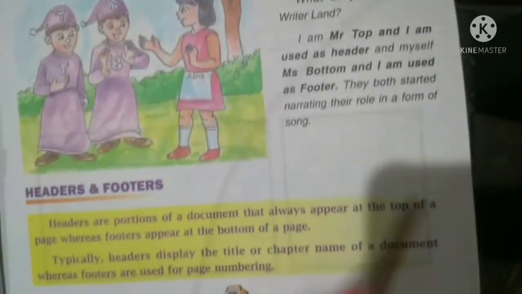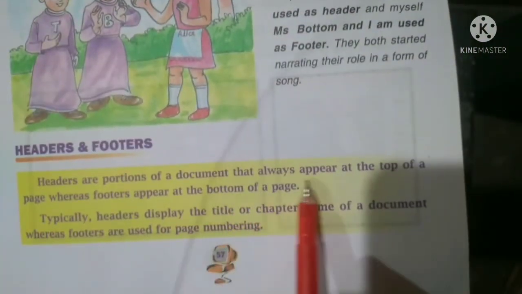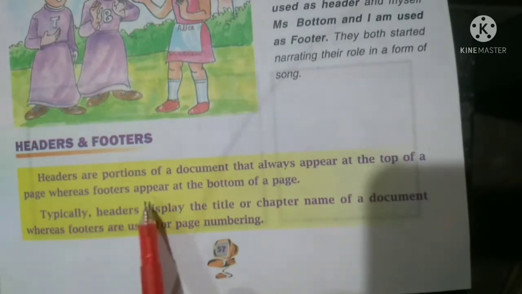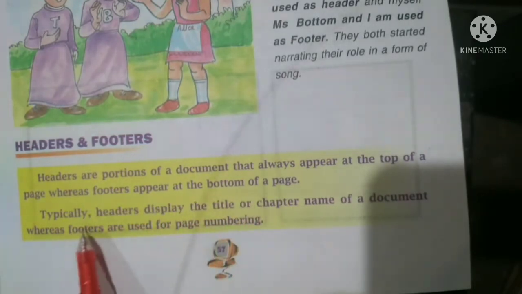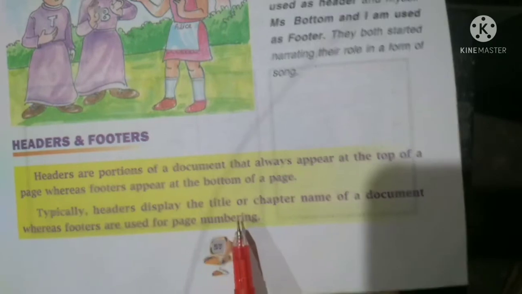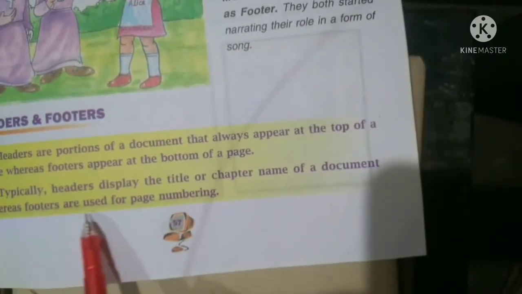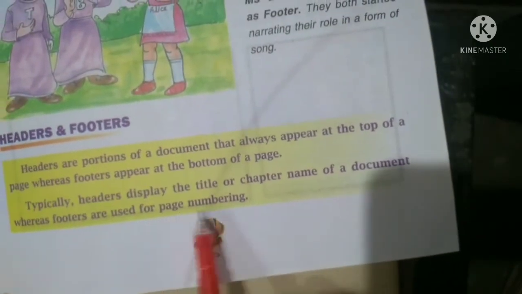Headers and footers. Headers are the portion of a document that always appears at the top of a page, whereas footers appear at the bottom of the page. Typically, headers display the title or chapter name of a document, whereas footers are used for page numbering.